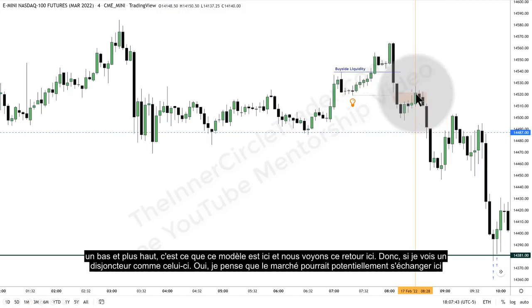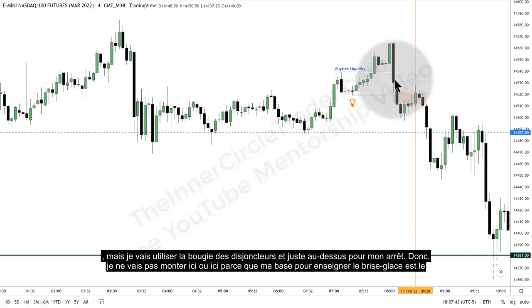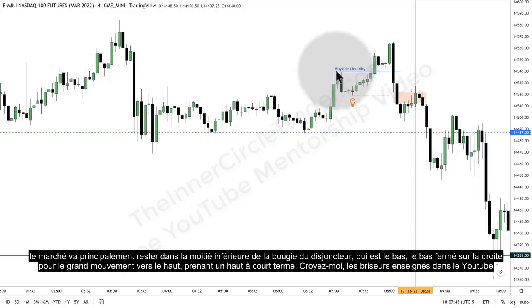So if I see a breaker like this, yes, I think the market could potentially trade up into here, but I'm going to use the breaker's candle and just above that for my stop. So I'm not going to go way up here or way up in here, because my foundation to teaching the ICT breaker is the market's going to mostly stay in the lower half of the breaker candle, which is the down close candle for the big move up higher, taking out a short-term high.